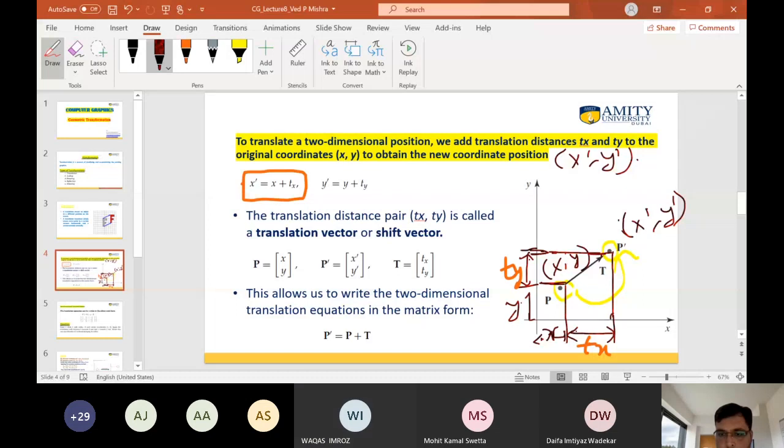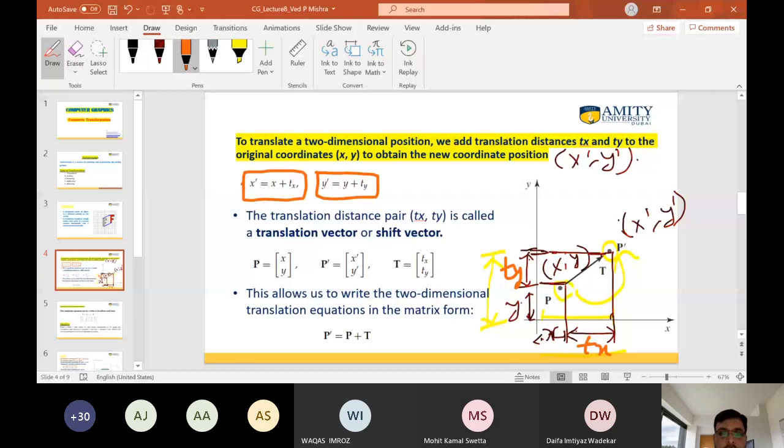So this full length will be y dash, and from here to here, the full length will be x dash. That's how you are getting it. x dash equals x plus Tx and y dash equals y plus Ty. This Tx and Ty is called the translation distance pair, also called the translation vector or shift vector.